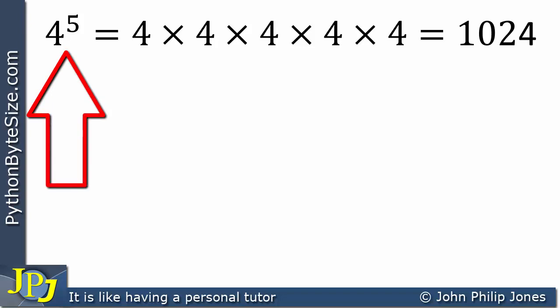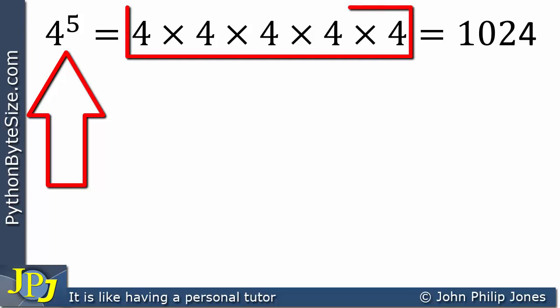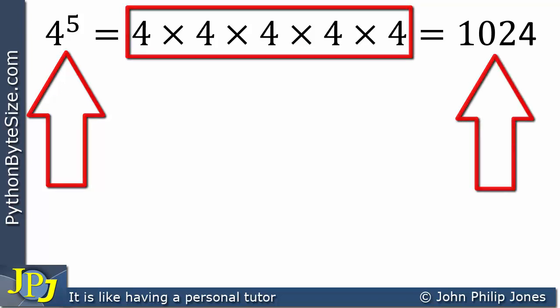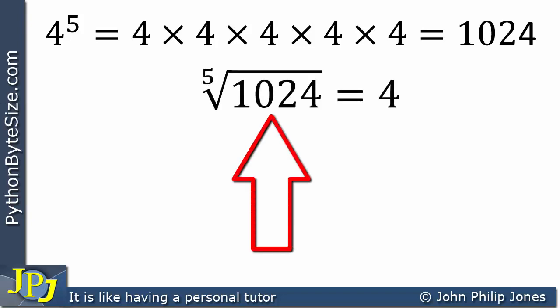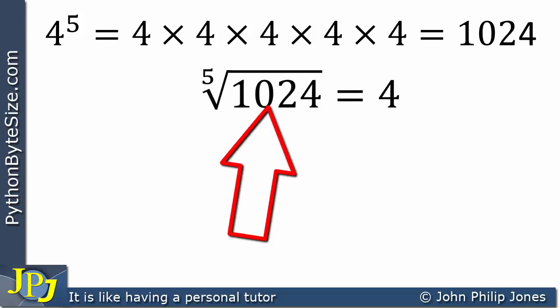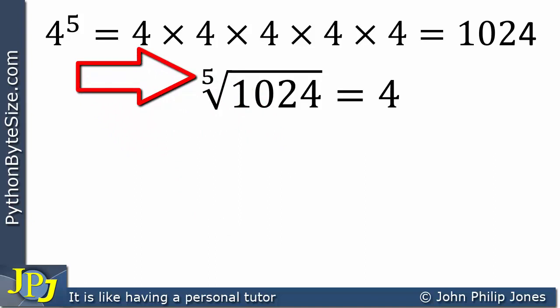Here you can see I'm raising 4 to the power of 5, which means I write down the 4 5 times, multiply them together, and I will get 1024. Now if I wanted to find the 5th root of 1024, I should get the 4 back. So I can show the 5th root of 1024 in mathematics as shown here. There's the 1024 inside the root sign, and this 5 here tells me that we're taking the 5th root of 1024, which is equal to 4.